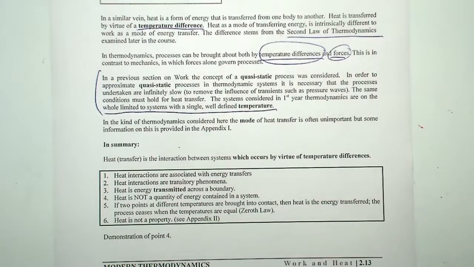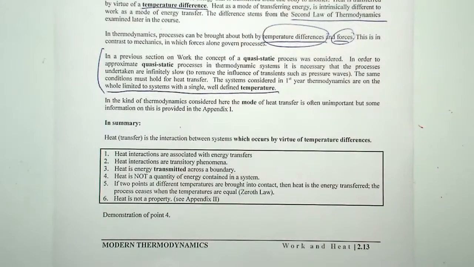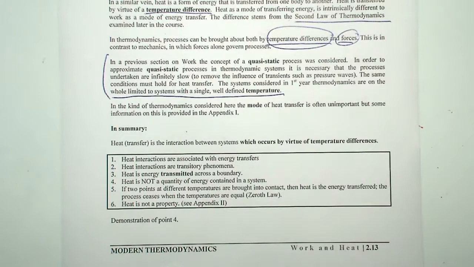Now, there are 6 simple statements here, which summarize what we've been saying about heat. Let's just go through them to make sure that you're all familiar with that. Heat interactions are associated with energy transfer. Heat interactions are transitory phenomena. Heat is energy transmitted across a boundary. We've covered all those. Heat is not a quantity, very similar to work. If 2 points at different temperatures are brought into contact, then heat is the energy transferred. This is actually based on the zeroth law that we've explained. And heat is not a property.